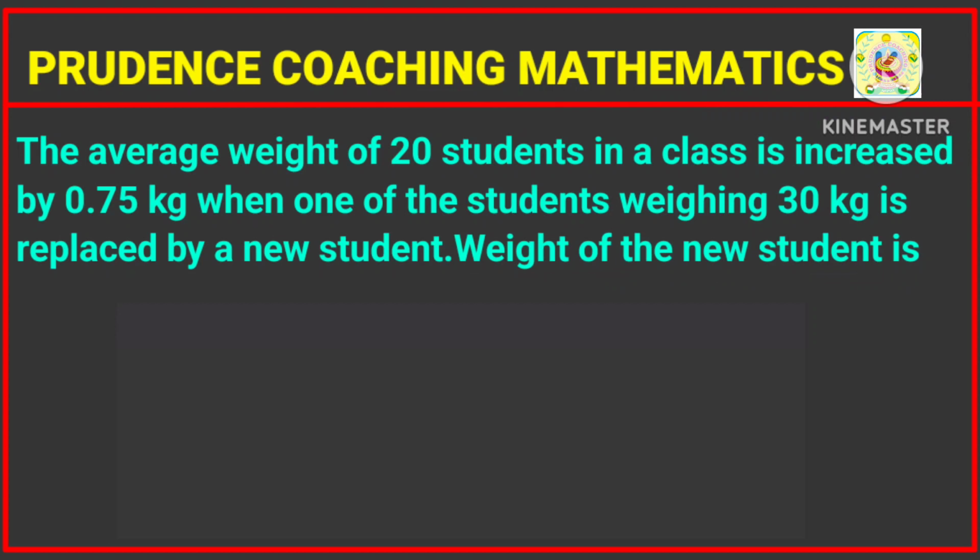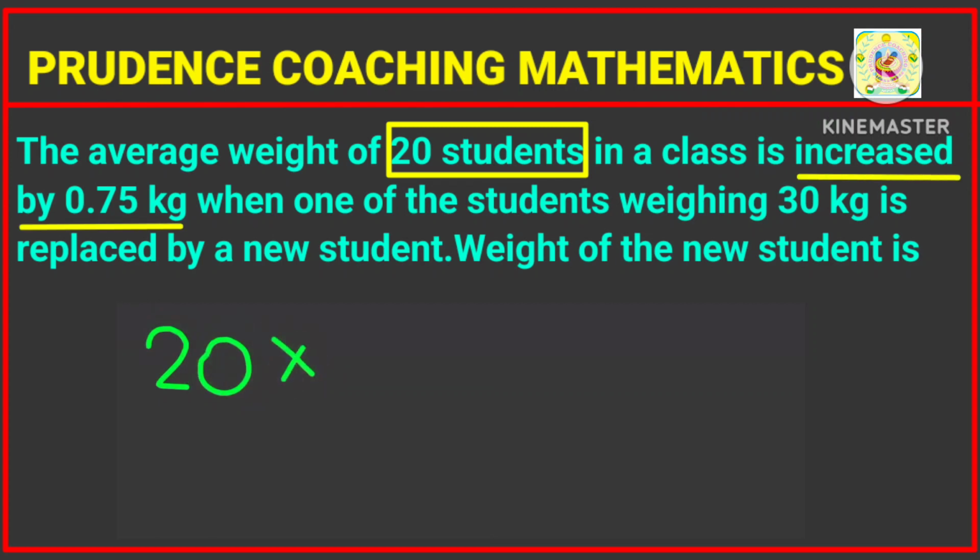So here what you need to do is, total how many students are there? 20 students, and for each student there is an increase of 0.75 kg because the average increase is given. So if you want to find the total increase, you multiply: 20 students in total multiplied by the increase per student. If you multiply this, you are going to get 15.